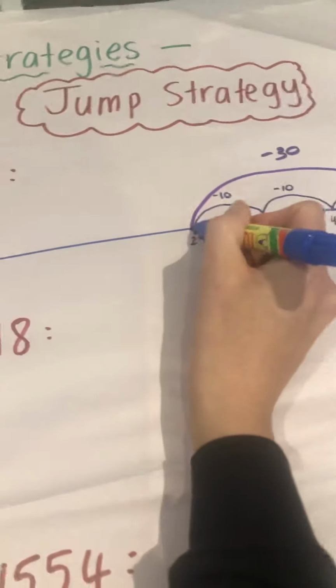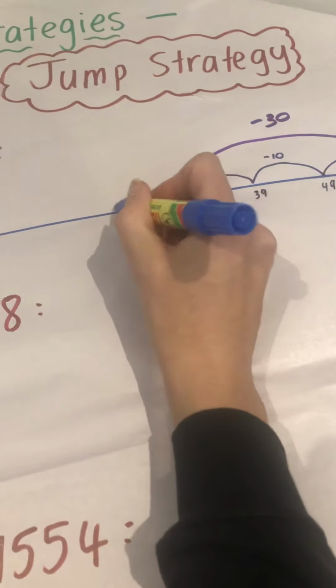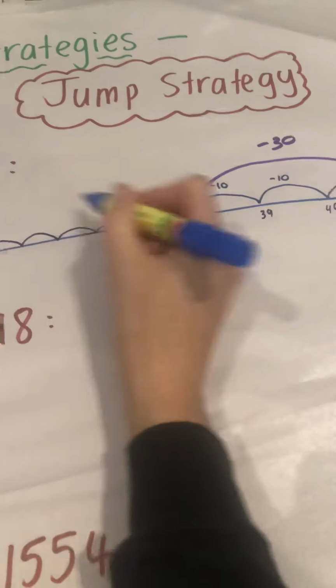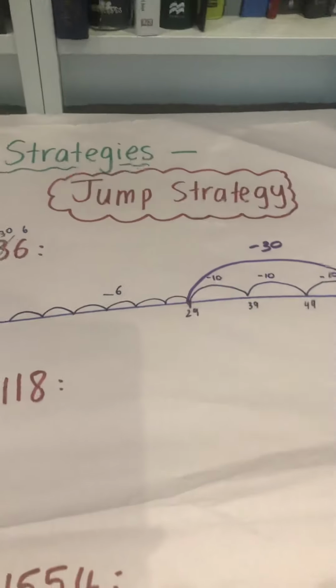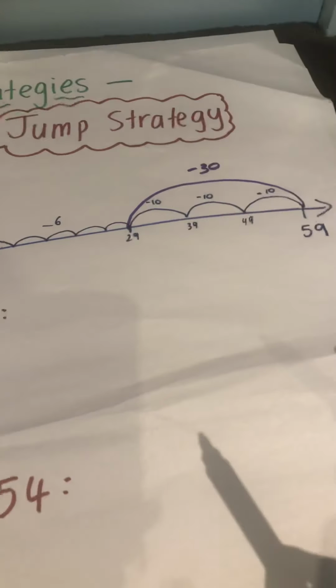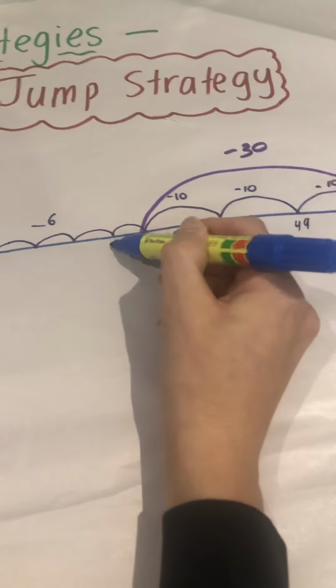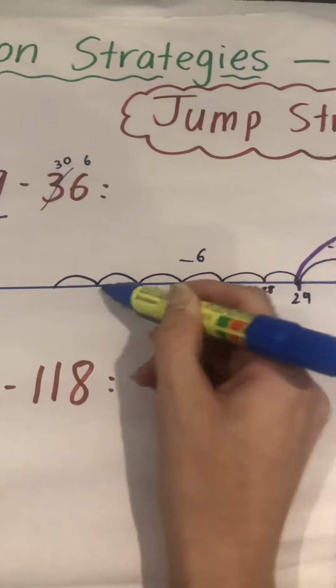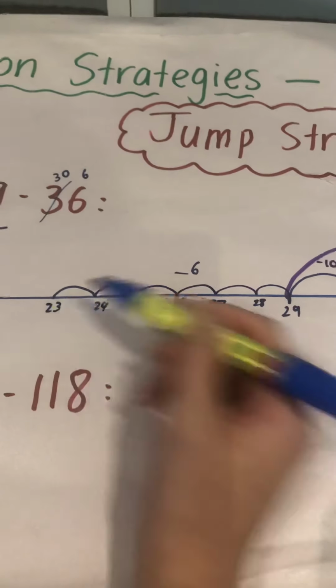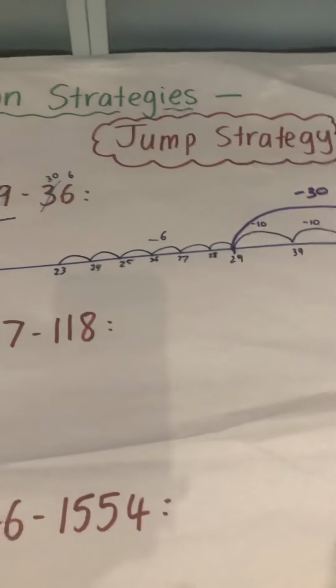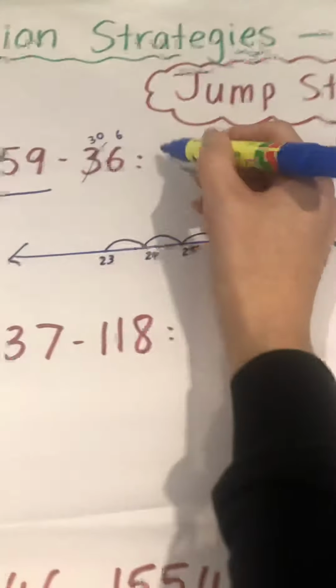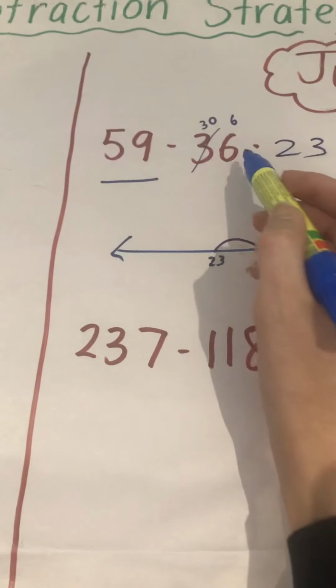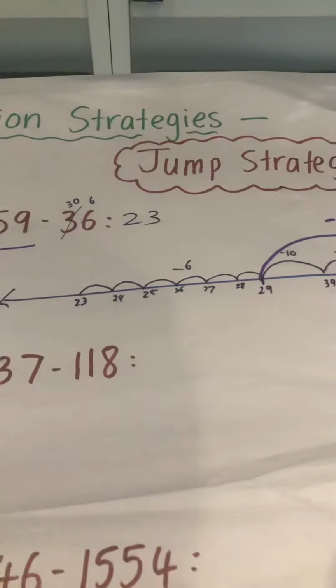Okay, so I'm going to draw in from 29. 1, 2, 3, 4, 5, 6. Tell my teacher that I'm minusing 6 there. And then go in and actually place the numbers in. Now I can do 29, 28, 27, 26, 25, 24, 23. Okay, now 23 is the number that I land on, so that will be my answer because I've taken away 30 and I've taken away 6, so I landed on 23.